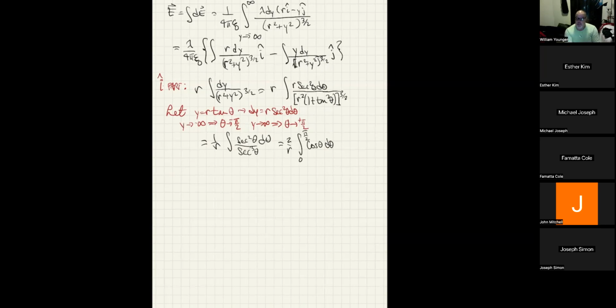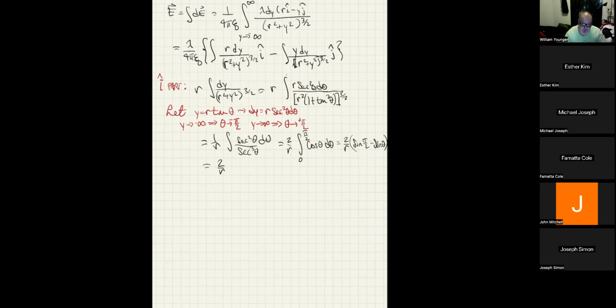Now, the derivative of sine is cosine, so the integral of cosine is sine. So I'm going to get 2 over r times sine of pi over 2 minus the sine of 0, and sine of pi over 2 is 1. So I just get 2 over r. Now, if you look at the other integral, the j hat, you can see it's an odd function. Notice the y: if you replace y with negative y, it becomes the negative of the original integrand. And because we're integrating over a symmetric range, this thing is going to integrate to 0.